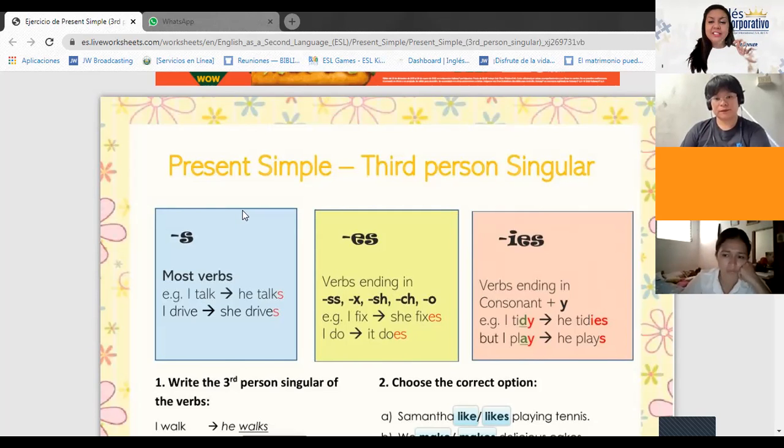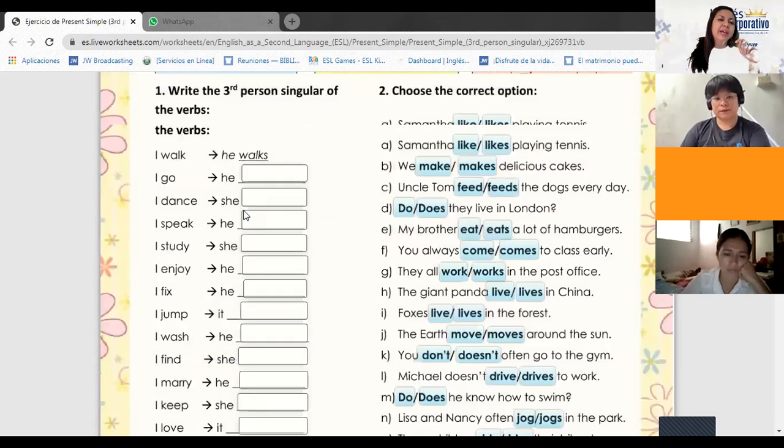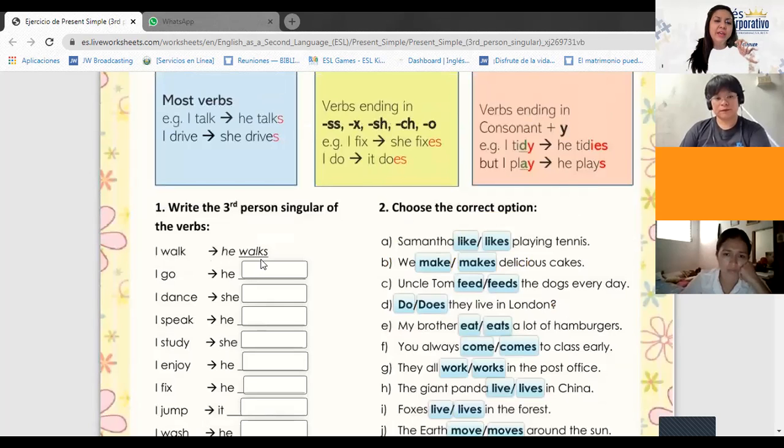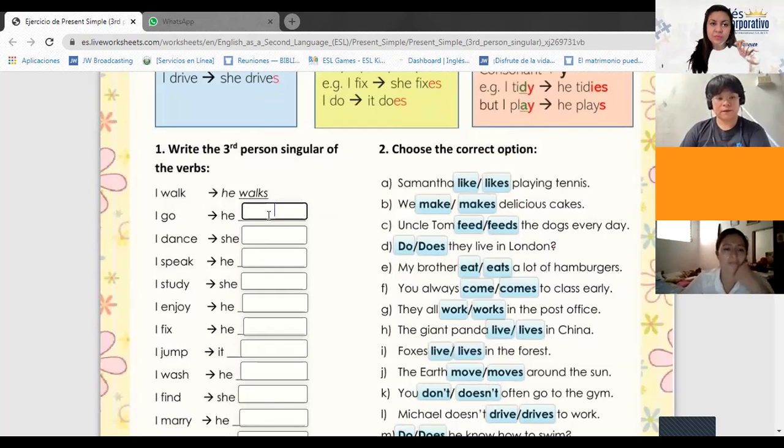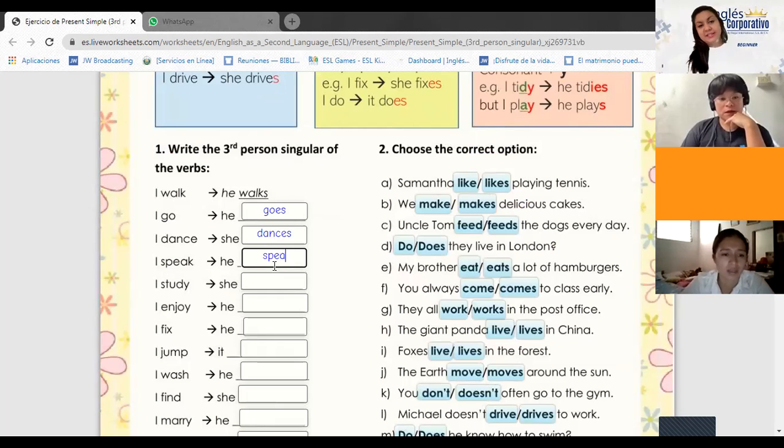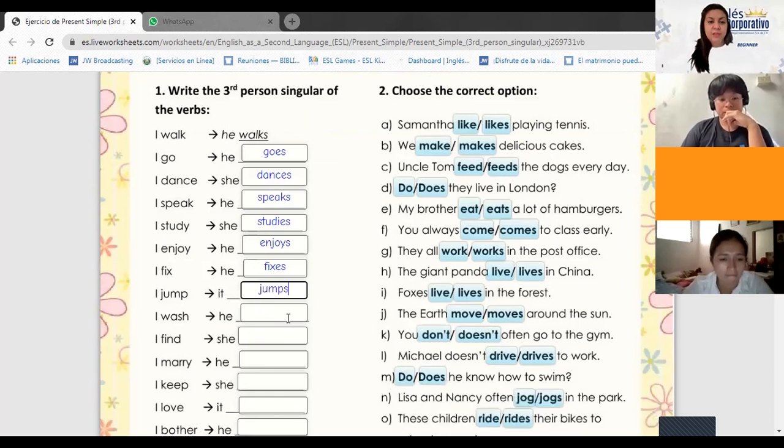Good. So we have this exercise and we're going to do it together. For example, we have I walk, he walks. I go, he goes. Goes, exactly. I dance, she dances. I speak, he speaks. He speaks. I study, she studies. I-E-S. I enjoy, he enjoys. I fix, he fixes. Uh-huh. I jump, it jumps.